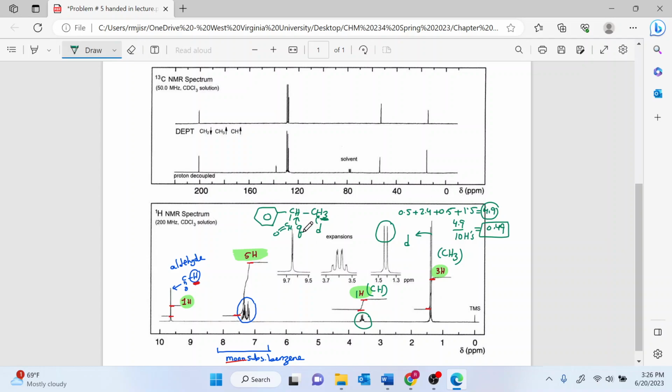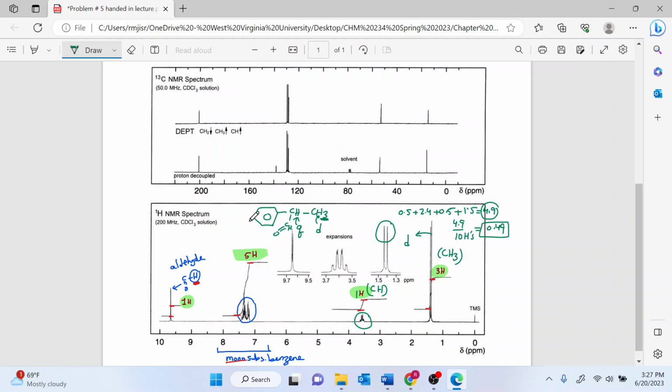The CH is going to be a quartet. The CH3 is going to be a doublet. The aldehyde is always a singlet. This is always a singlet. It's not going to be split by any neighboring hydrogens. And then the hydrogens of the benzene appear as a lot of peaks between 7 and 8. So this way I have interpreted every single peak in there. So I'm done with the proton NMR.